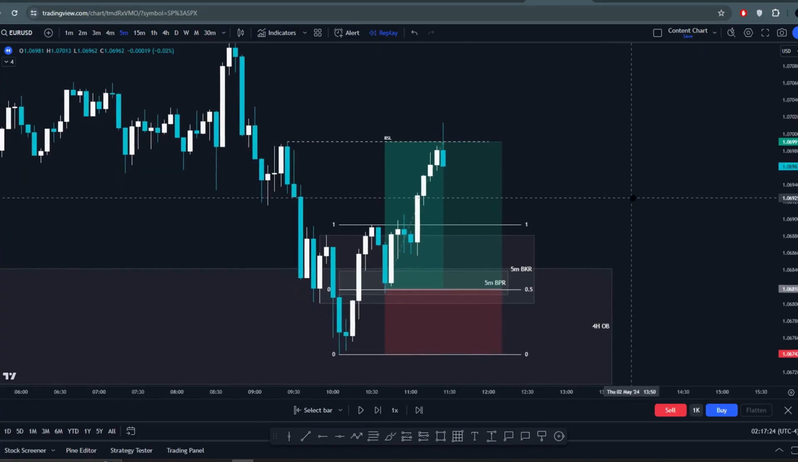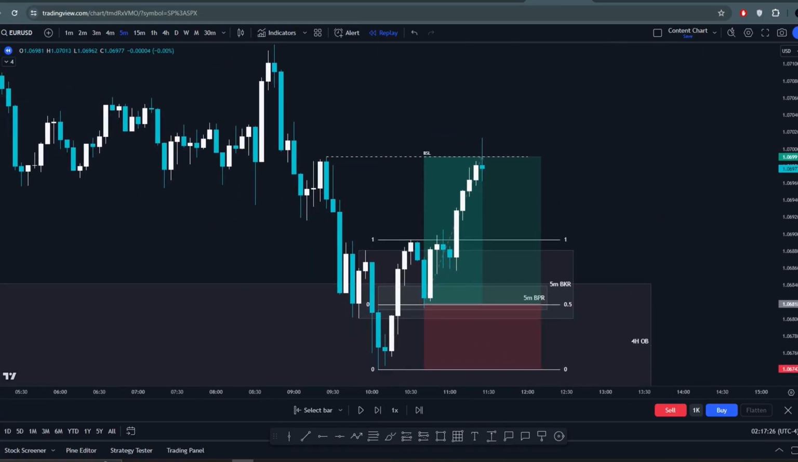And we hit our take profit. As you can see, breaker block is a very strong ICT concept. Like I said, this is my favorite entry setup.